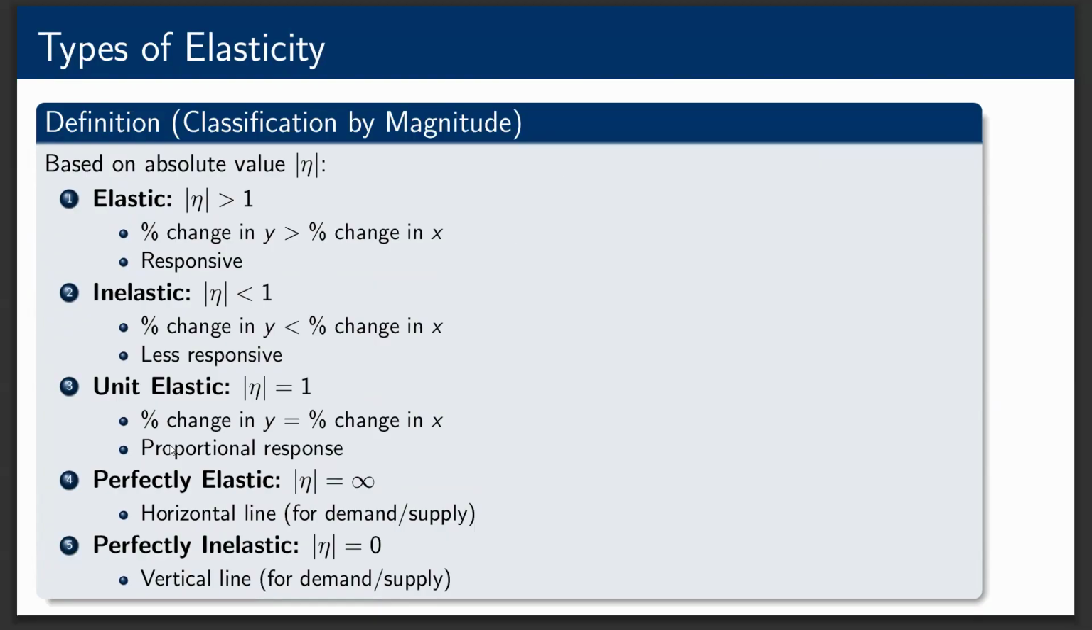We have 5 types of elasticity. First type: the case where elasticity, the mod value of EP, is equal to 0. That means the change in quantity demanded is not at all responding to price. You may change the price, quantity demanded is fixed, it is not changing. So EP equal to 0. It's the first case. This is called perfectly inelastic.